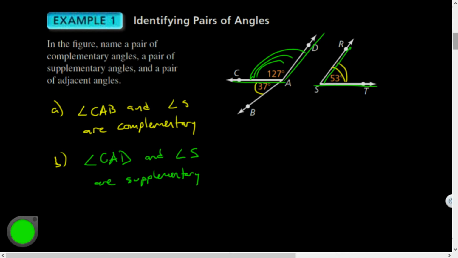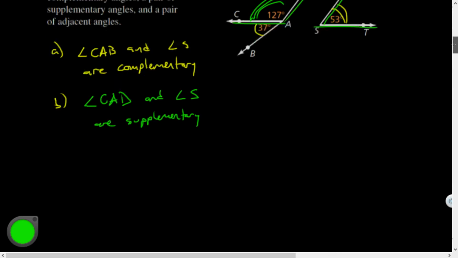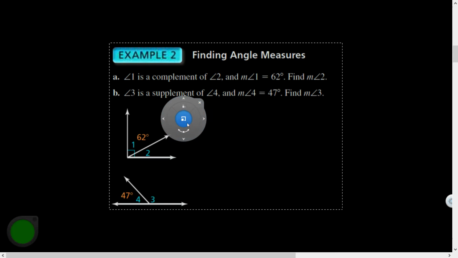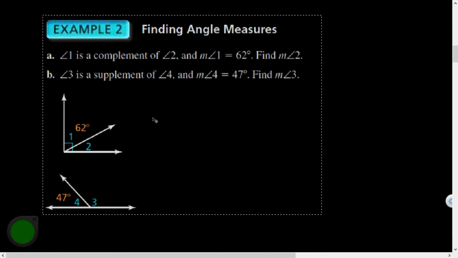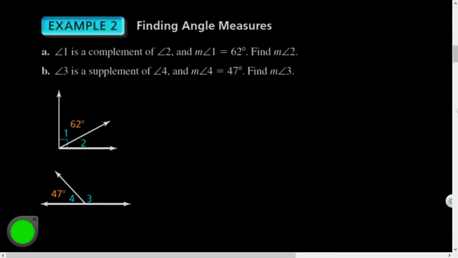All right, where am I at? And click. Oh, finding angle measures. Let's look at part A here. Angle 1 is a complement of angle 2, and measure of angle 1 is 62 degrees. Find measure of angle 2.